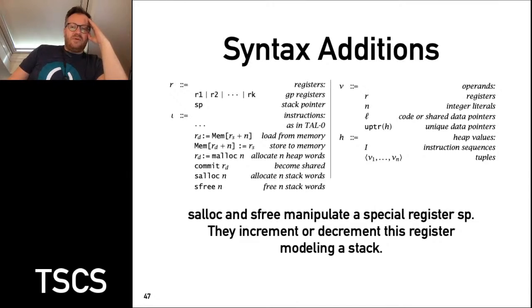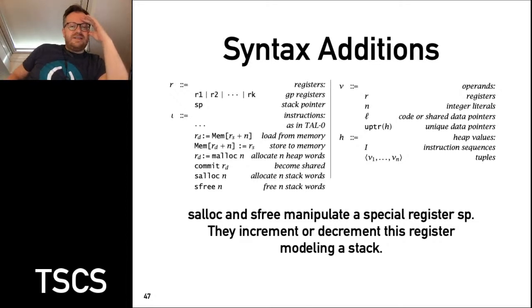But L now points to code or shared data pointers. Shared data pointers are in the same vicinity as the code labels, but unique pointers are not located there. So this is a difference here. Unique data pointers have this UPR value, and this can again then be a heap value.